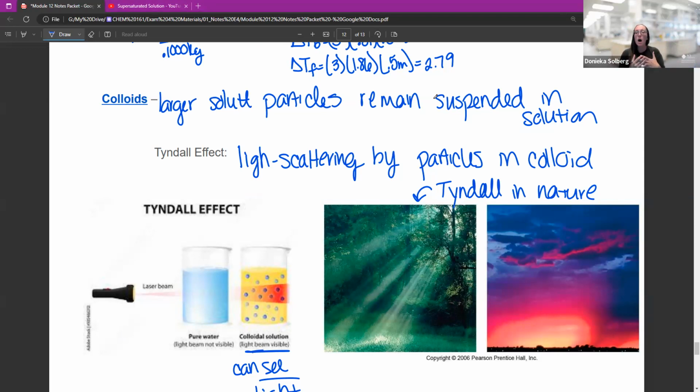Colloids are things that have what is called the Tyndall effect, which is light scattering by particles in a colloid. It looks like this, right? When you have rays of sunshine shining through, you can actually see the light, which usually you wouldn't be able to see. This is a Tyndall effect in nature.